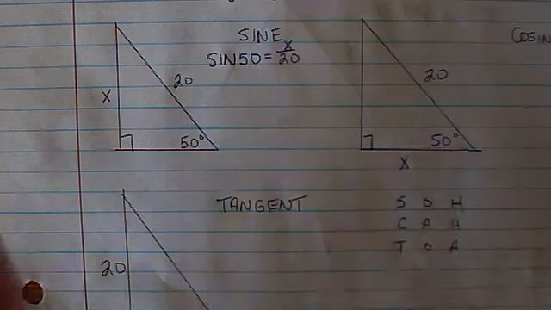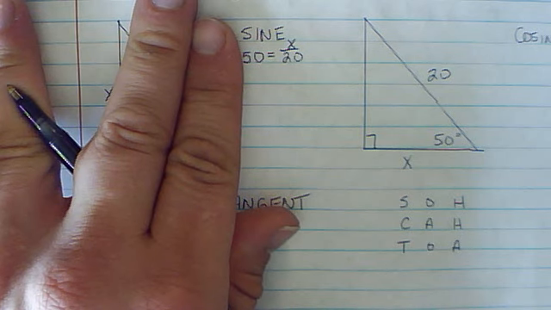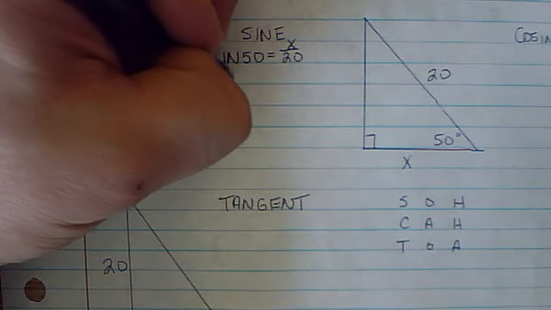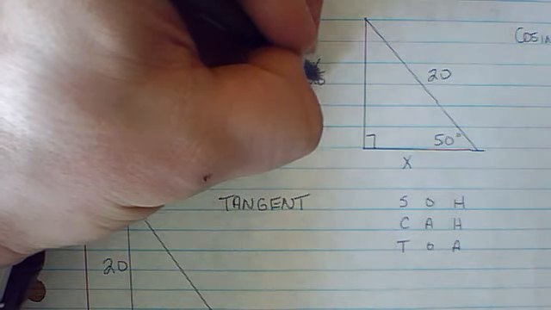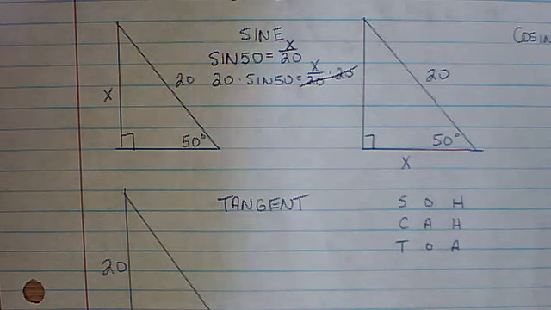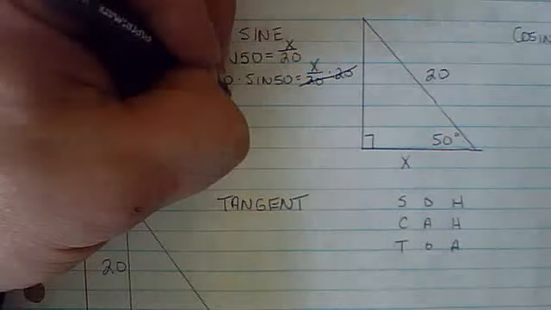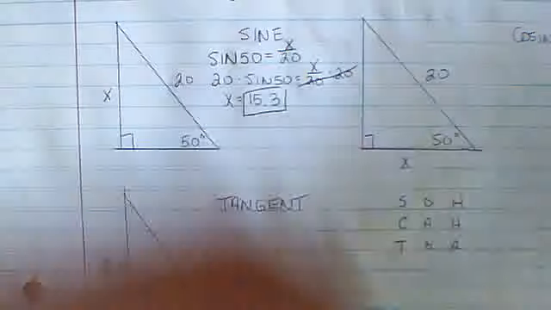I will solve this algebraically just as if this sine wasn't here. If I had 50 equals x over 20, we would multiply both sides by 20 in order to isolate x. So that's what we will do here. We will multiply both sides by 20 so that we can eliminate the 20 on the right side and isolate x. So in my calculator, I will do 20 times the sine of 50, and when rounded to the nearest tenth, I will get 15.3 as my value for x.